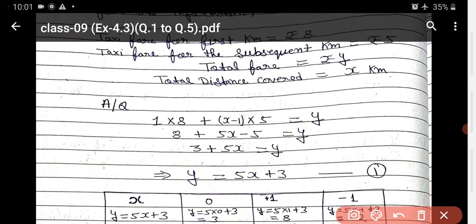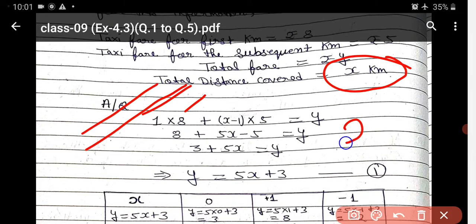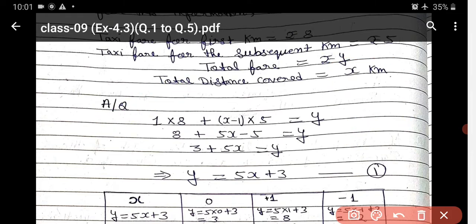According to the question, for the first kilometer you have to give rupees 8, that is for 1 kilometer you have to give 8 rupees. Then 1 multiplied by 8, meaning 1 kilometer and the rate is 8 per kilometer. And what is the remaining distance? If the total distance is x kilometers and 1 kilometer you already traveled, then the remaining distance is x minus 1. So right here x minus 1, and by which amount do you have to multiply? 5 per kilometer, so you have to multiply by 5.